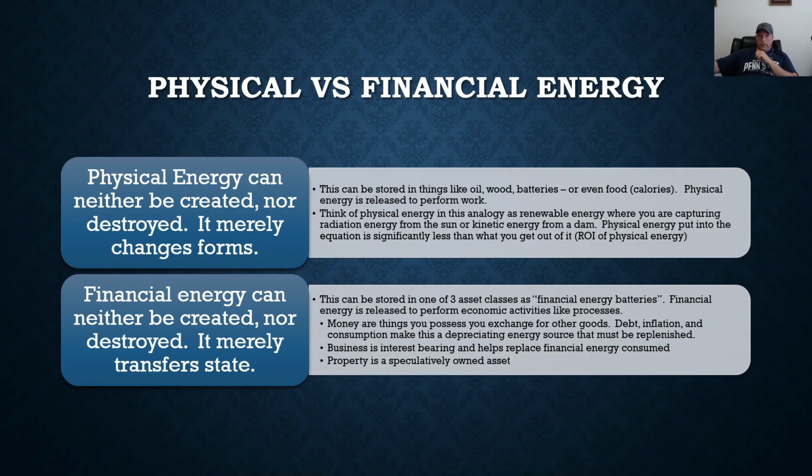So with the financial energy part of this, I'm saying it can be stored in one of three asset classes. Financial energy is released to perform economic activities, like processes. Money is things that you possess that you exchange for other goods. Debt, inflation, and consumption make this a depreciating energy source that must be replenished. Your business is interest-bearing and helps replace financial energy that is consumed.